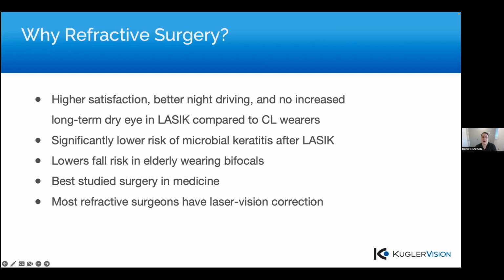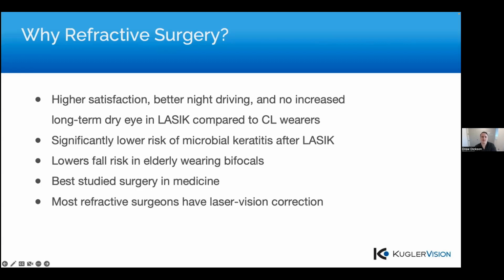LASIK itself is the best studied surgery in all of medicine. It's had the most number of procedures and the most studies performed. So it's not some new thing where we're flippantly fixing people's corneas. It's extremely well studied. And one thing that's very interesting is that out of any demographic group that has ever been surveyed on having had refractive surgery themselves, refractive surgeons are the most likely to have ever had any type of refractive surgery, which I think speaks to the safety and efficacy and our belief in what we're doing.